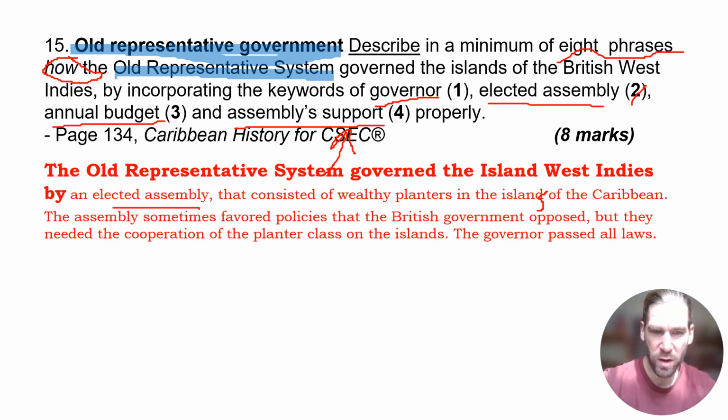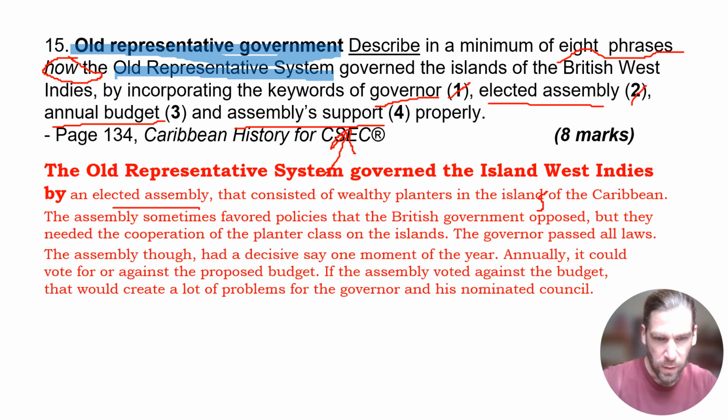We're going to continue. The assembly sometimes favored policies that the British government opposed, but they needed the cooperation of the planter class on the islands. The governor passed all laws. The assembly, though, had a decisive say one moment of the year. Annually, it could vote for or against the proposed budget. An annual budget. If the assembly voted against the budget, that would create a lot of problems for the governor and his nominated council.